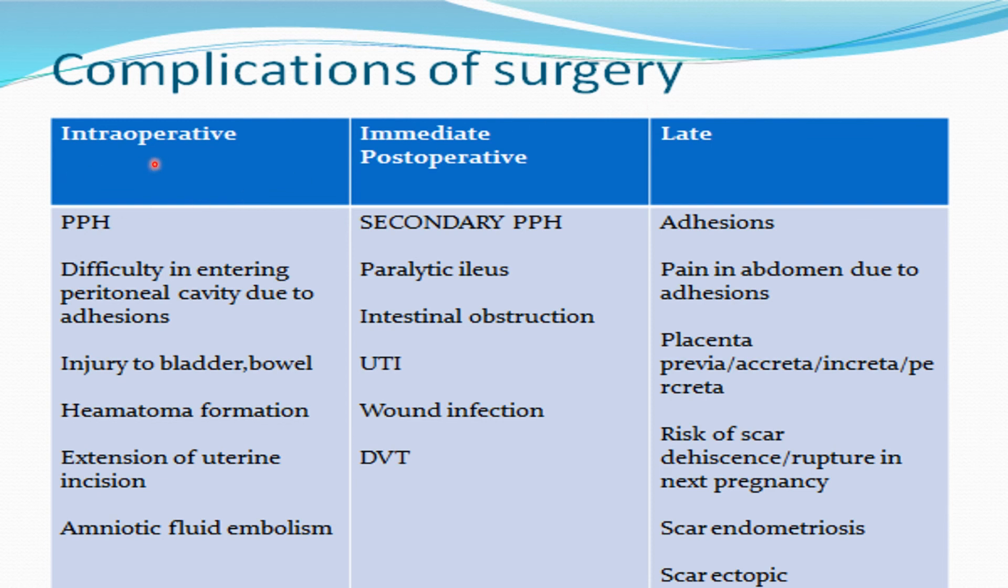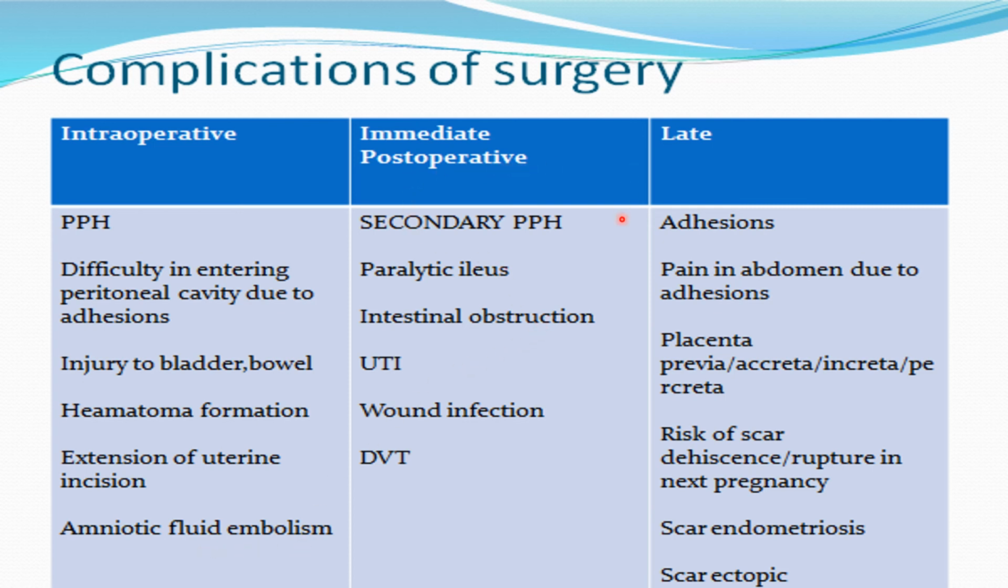Now, what are the complications of surgery? The complications of surgery are divided into intraoperative complications, immediate postoperative, or late complications. Intraoperative complications are postpartum hemorrhage, difficulty in entering the peritoneal cavity due to adhesions, injury to bladder or bowel, hematoma formation, extension of the uterine incision, or amniotic fluid embolism.